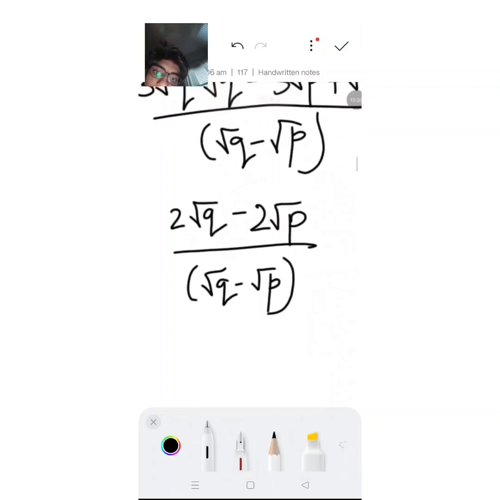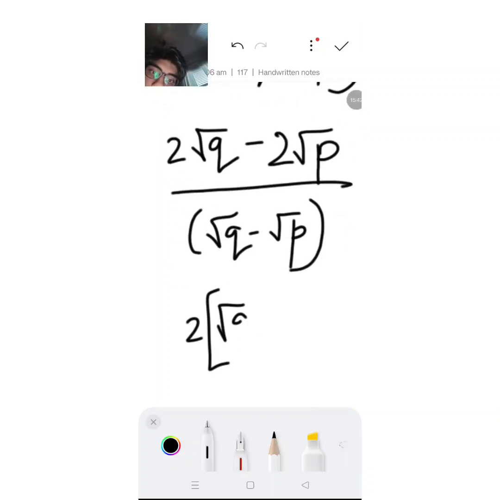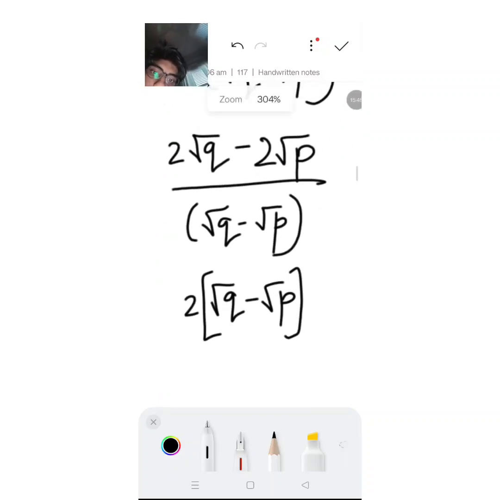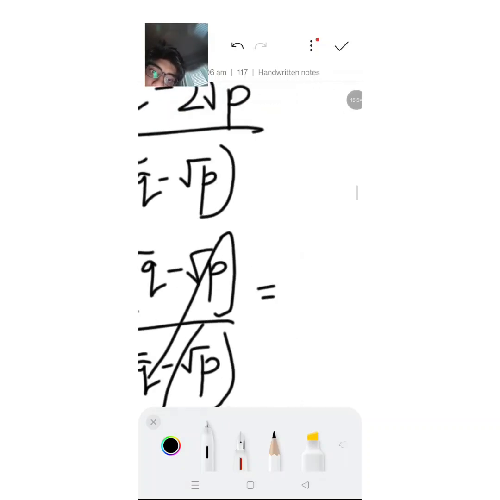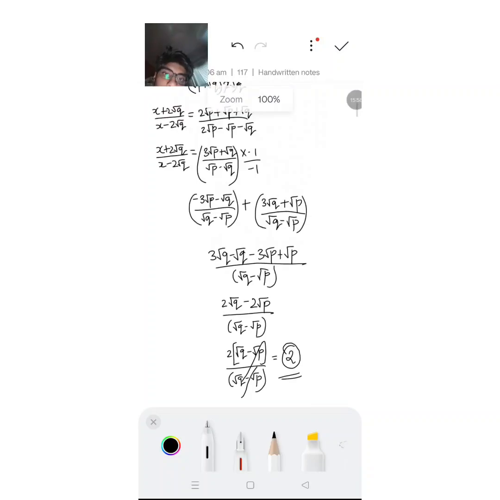Yeah. And now you can factor 2 out. Essentially, you can just factor 2 out. So this is root q minus root p divided by, again, root q minus root p. And there, this gets cancelled off. And all you have left is 2. This is how you solve the sum.